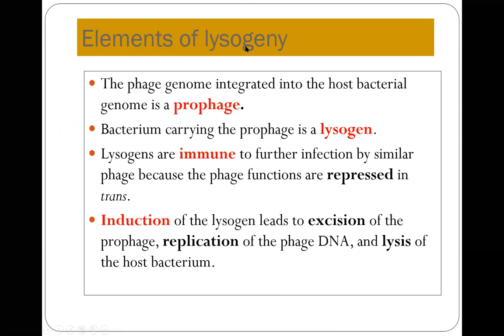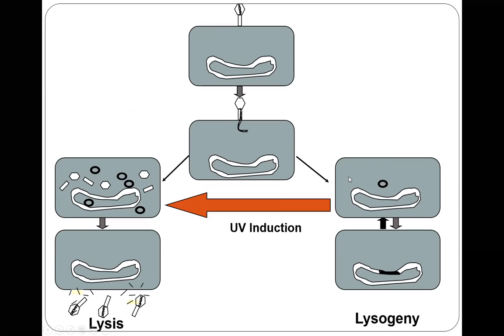Now, elements of lysogeny. I have already told you, lysogens are immune to further infection by similar phages. Once the phage has infected a particular lysogen, this phage makes proteins that act as proteases and degrade the receptor. They will act upon the receptors that were responsible for the entry of the phage, and those receptors will be completely degraded.